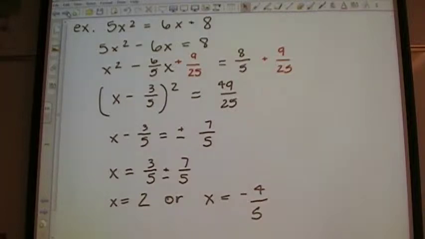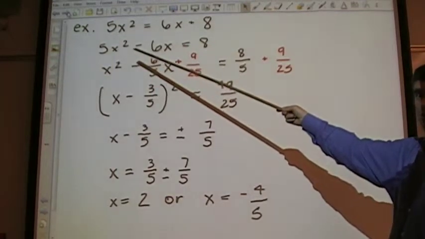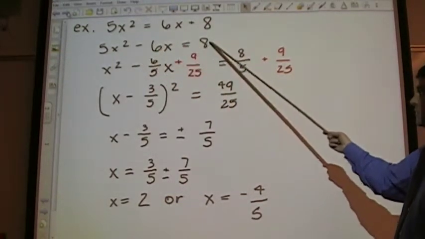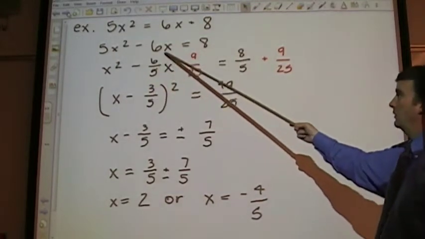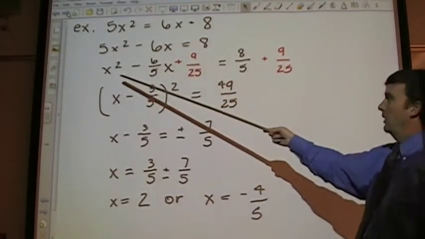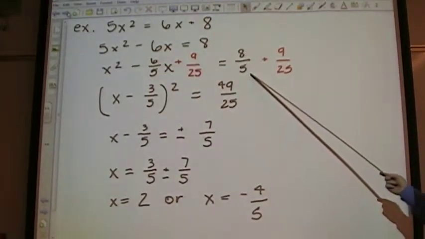With this one, it's the same thing. You need to get the constant by itself, the x's on one side, the constant on the other side, and you need 1 to be the leading coefficient in order to complete the square. So the first thing I did here was subtract 6x to get the x's by themselves, constant on the other side. Then I divided everything by the leading coefficient, which was 5. So you end up with x squared minus 6/5 x equals 8/5.